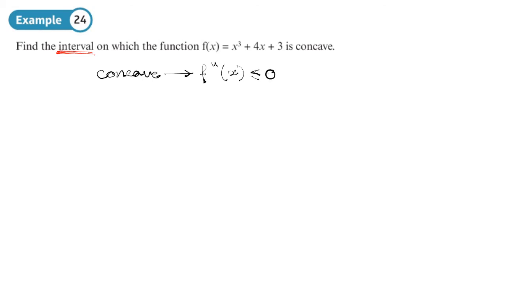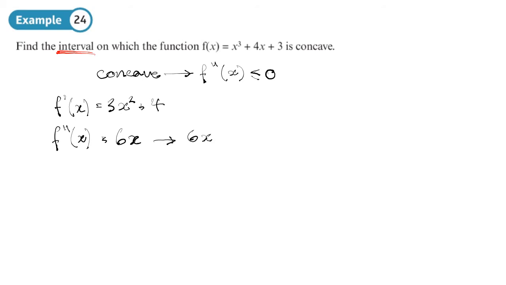So let's start by finding the second derivative. So the first derivative, f dash of x, we're going to use the same notation. That's going to be 3x squared plus 4. Sorry, that's a squared there. Let's tidy that up. So the second derivative is going to be 6x. So we want to find out when that is less than or equal to 0, and that's an easy one.